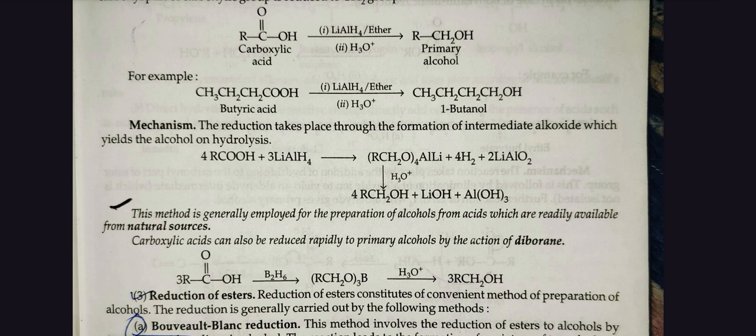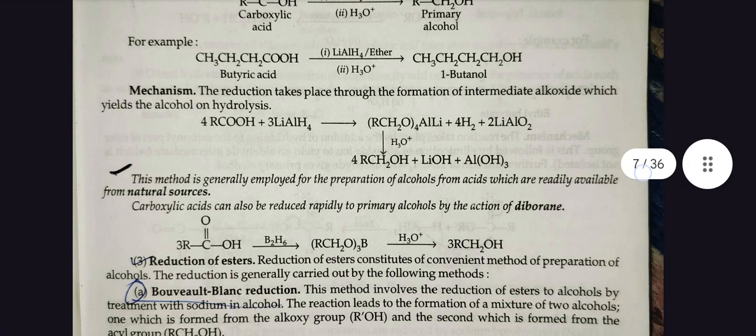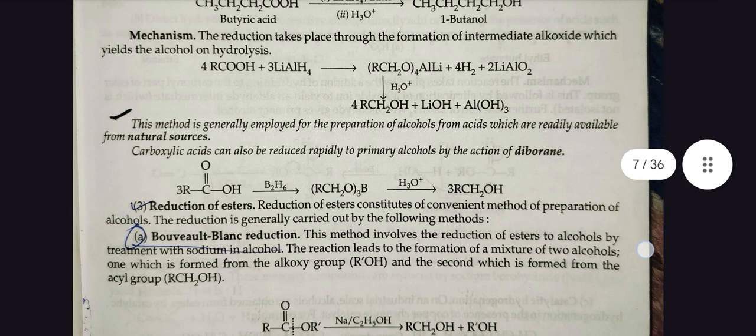Mechanism: the reaction takes place through the formation of an intermediate alkoxide, which yields the alcohol on hydrolysis. This method is generally employed for the preparation of alcohol from acids which are readily available from natural sources. Carboxylic acid can also be reduced rapidly to primary alcohol by the action of diborane.